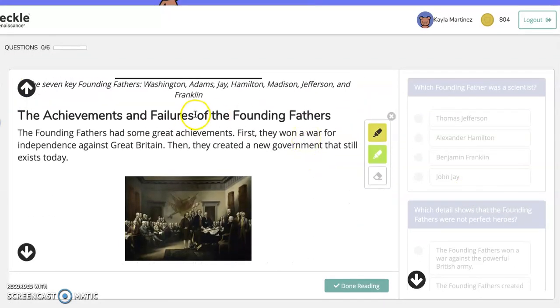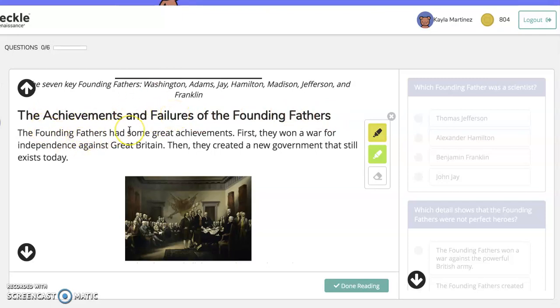Now we have a new heading. So now we're going to get into a different section. That was our opening, our introduction. Here is our body: the achievements and failures of the Founding Fathers. So what they accomplished and what they didn't accomplish.